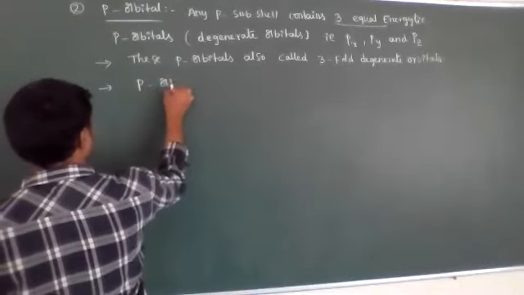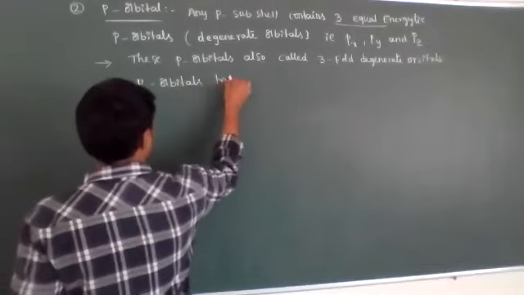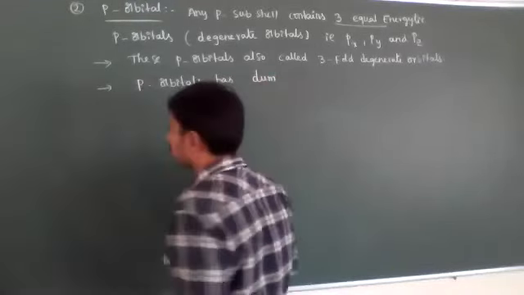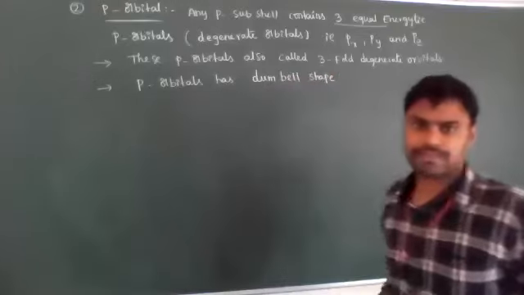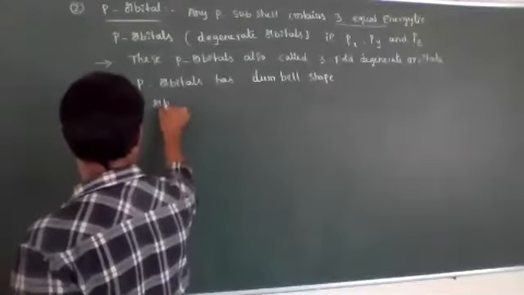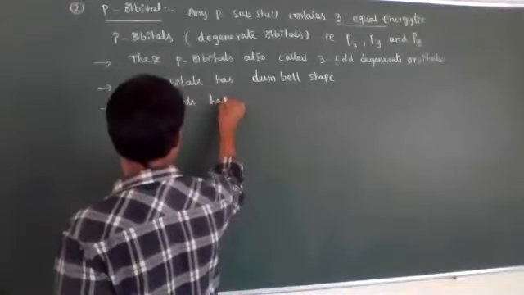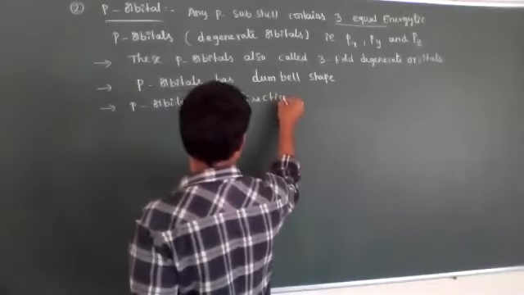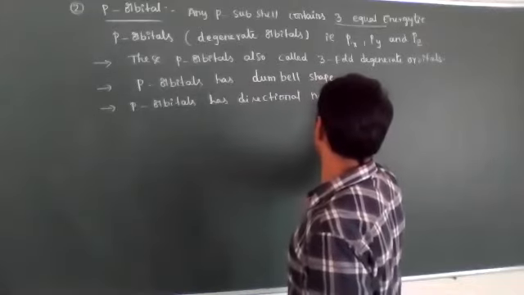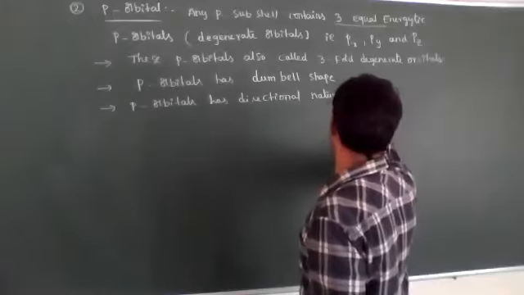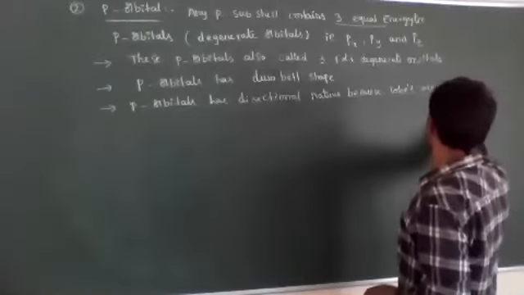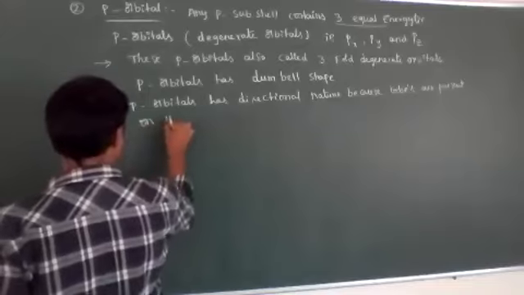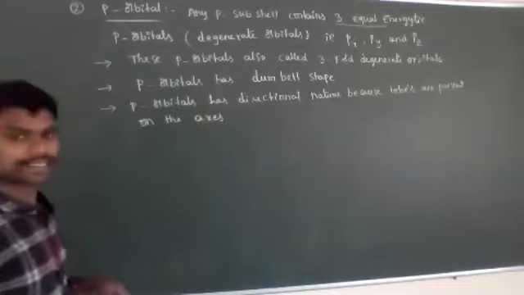P orbitals have a dumbbell shape. And p orbitals are directional in nature because the lobes are present on the axis.